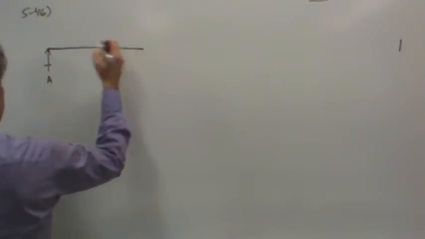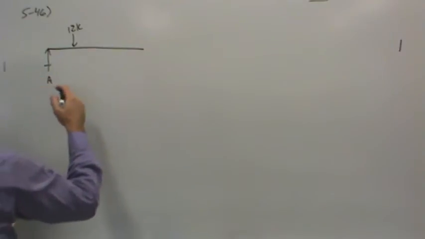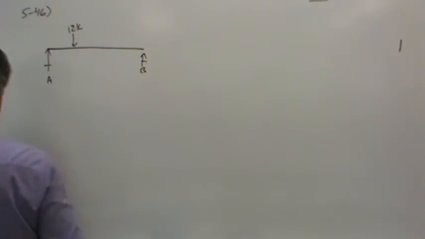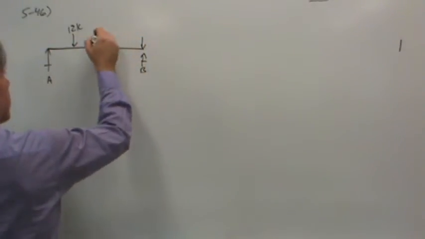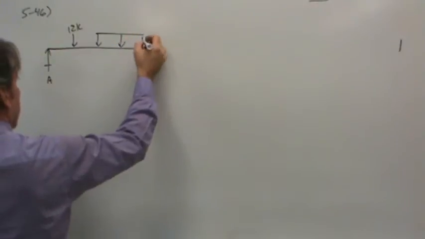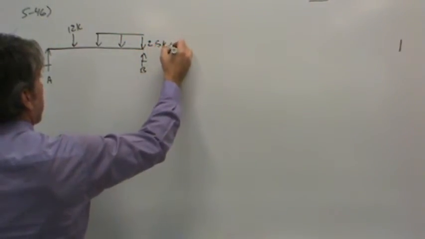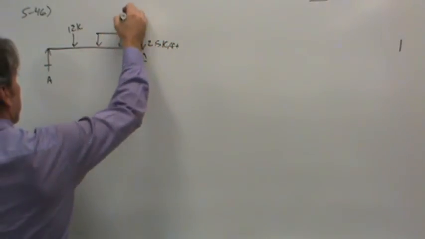We've got a beam that has a 12K load, which I assume is 12 kips. There are reactions at either end of the beam, at A and B. There's also a distributed load that occurs, and it is 2.5 kips per foot. There's another concentrated load of 10K.